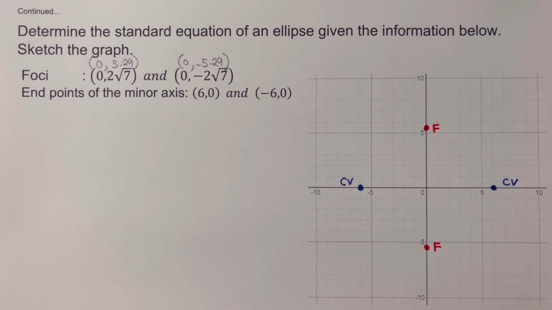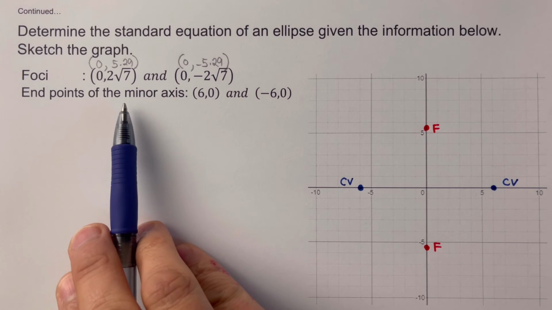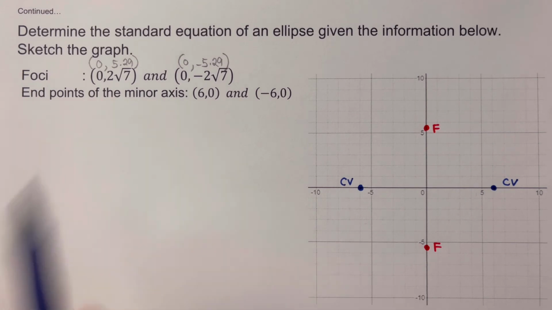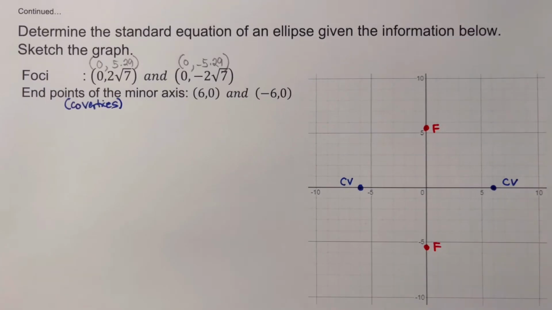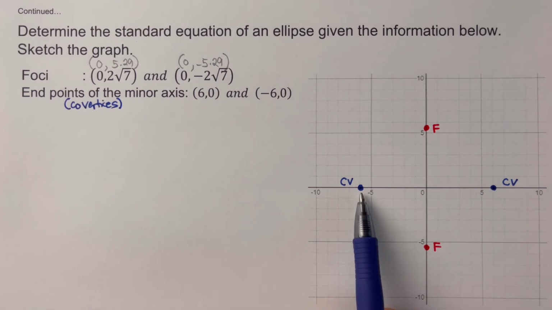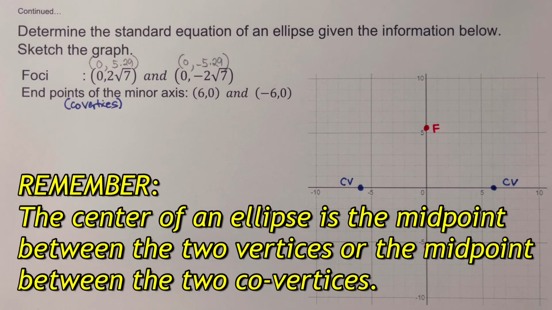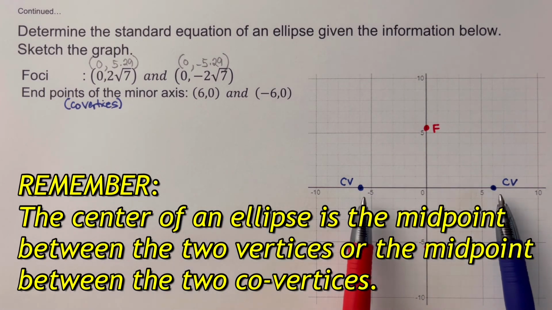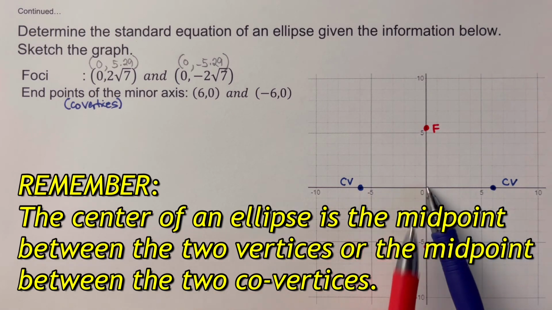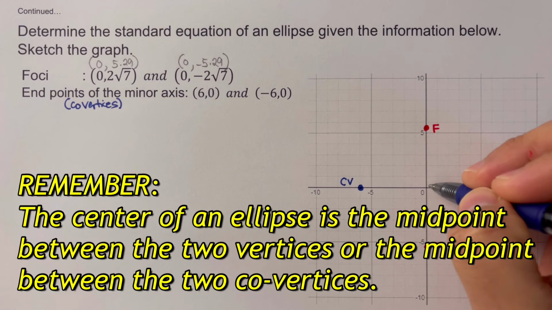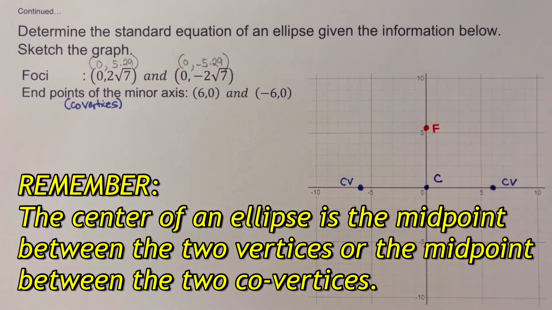Okay, so what I did here was I plotted these 4 points. Now, we remember that the endpoints of the minor axis are the co-vertices. So I'm going to go ahead and write that down here. This is the reason why I labeled this as co-vertices for these two. Now, we remember that the center of an ellipse is located in the midpoint between the two vertices or the two co-vertices. So, using the midpoint formula, we can determine the midpoint between these two, or we can trace it. Our center here is at 0, 0, or the point of origin. So, I'm going to go ahead and label that as the center right here.